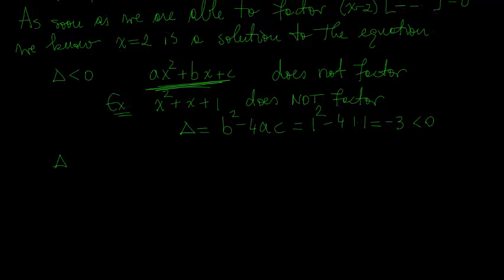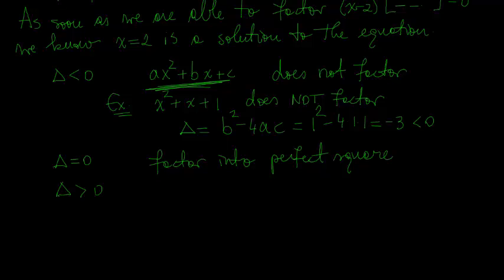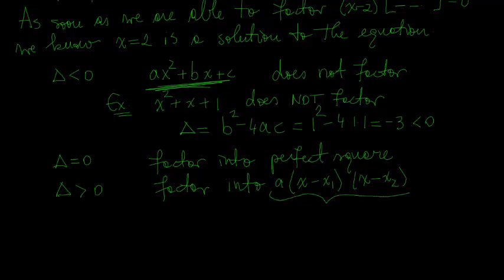On the other hand, if delta equals 0, the expression will factor into a perfect square with possibly a coefficient of a in front of it, and if delta is strictly greater than 0, the expression will factor into x minus x1 and x minus x2, with x1, x2 being the solutions, and possibly, if a is not 1, the coefficient of a in front of it. In fact, this is a form that always works when you try to factor an expression.